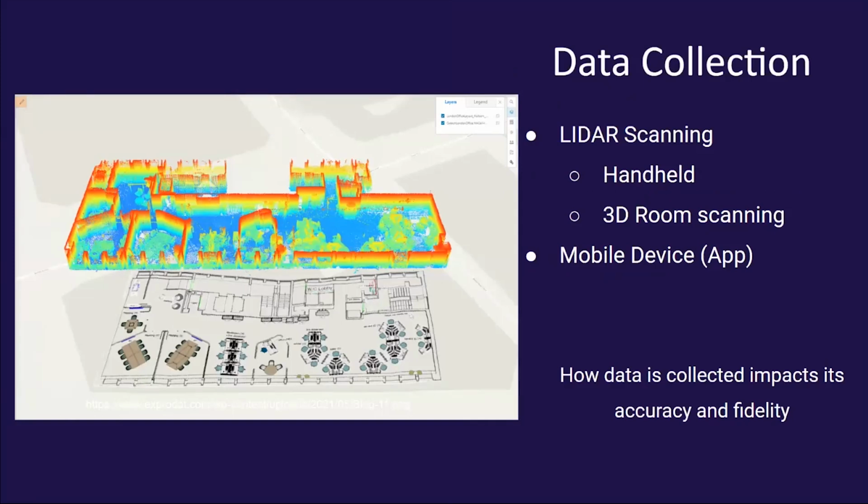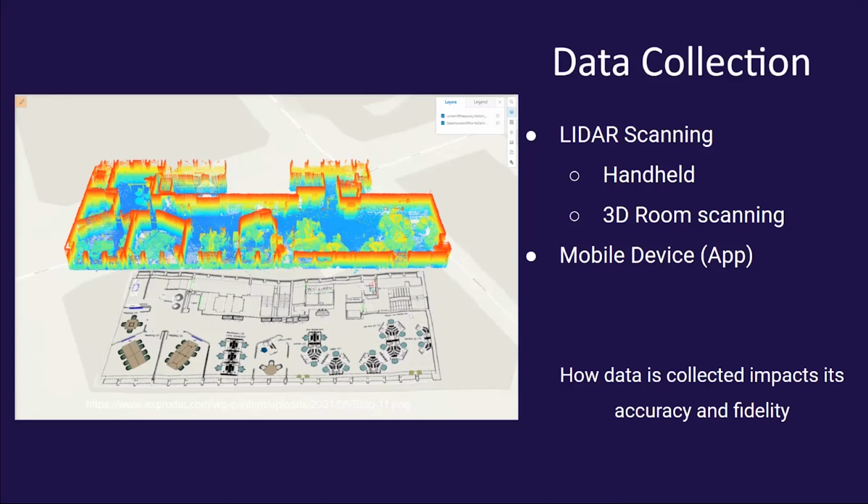Now moving into zooming in from a campus area into a building itself. LiDAR scanning, like I said, is the preferred way of getting the most accurate data. You can use different ways of collecting LiDAR data. Handheld 2D devices or 3D room scanning LiDAR devices are available, and even using a mobile app-based collection device is feasible. How the data is collected really impacts its accuracy and fidelity.